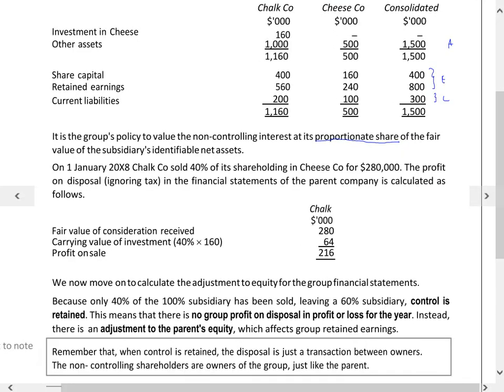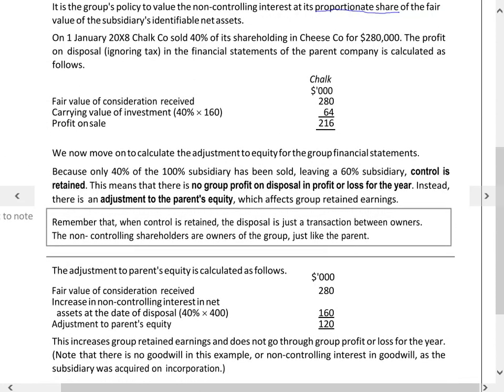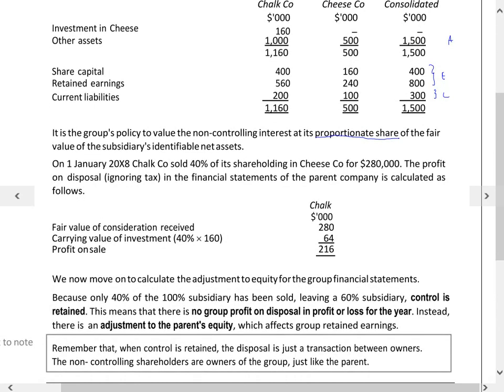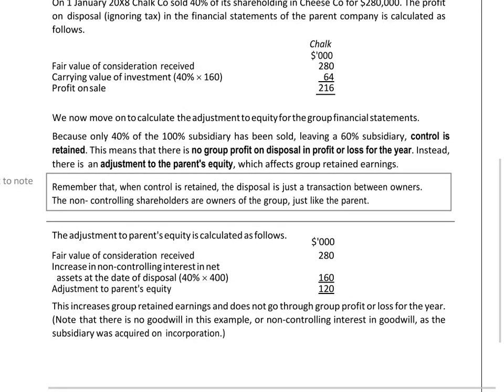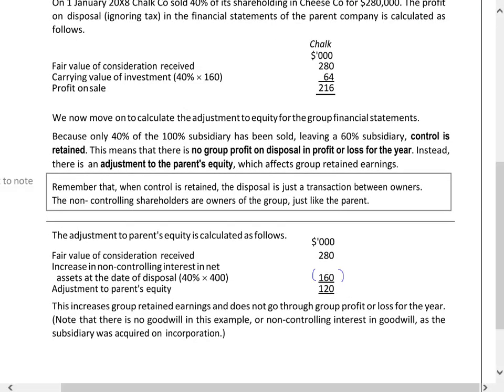Now, how much belongs to NCI? 40%. Of how much? 400. If I own 100%, NCI is zero. Now that NCI was zero, of the 400, 40% will go to NCI. So 400 times 40%, 160. So the group made a profit of 120.